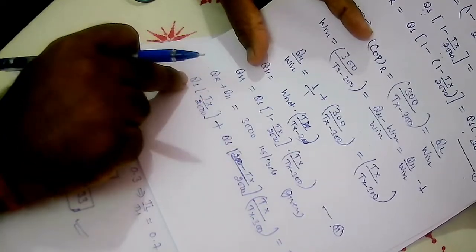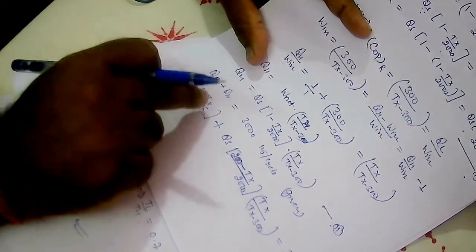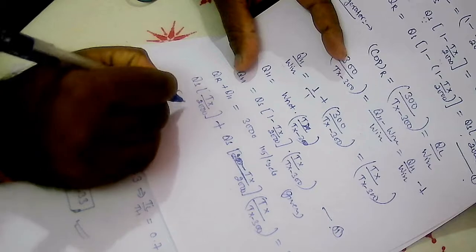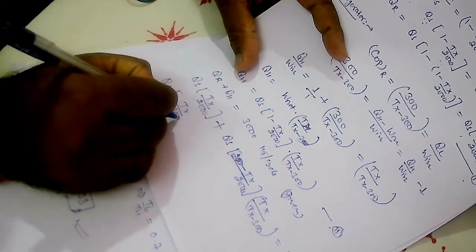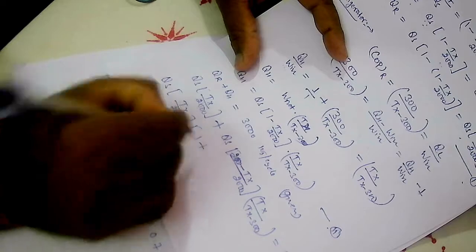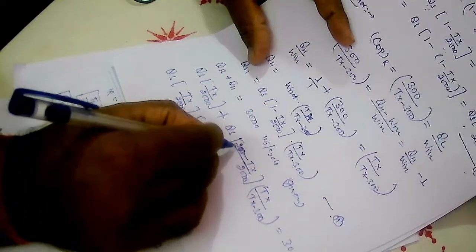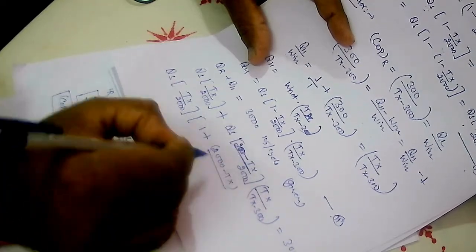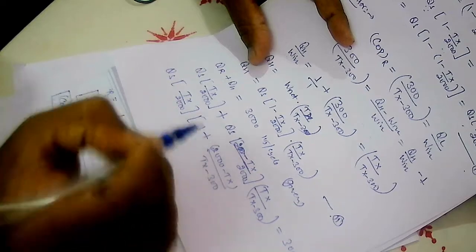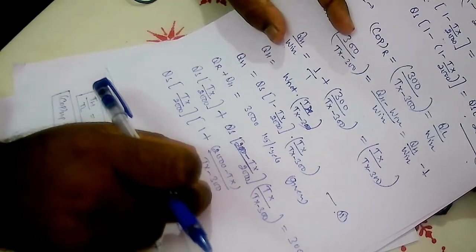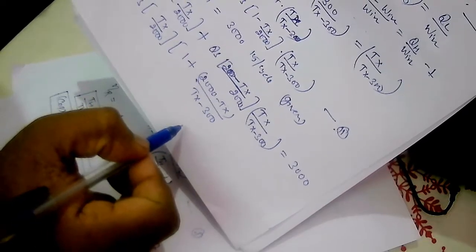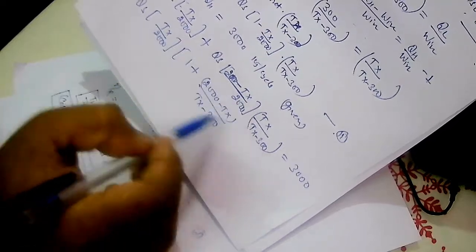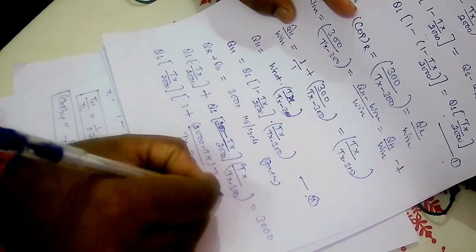Look at here, what is common? This is the common term Qs Tx by 2000. Here also Qs Tx by 2000. Take this as common. Qs Tx divided by 2000, this is common. What is left with 1 plus this becomes 2000 minus Tx divided by Tx minus 300. Clear? Are you able to see this? You have taken this common out, 1 plus this term is equal to 3000.